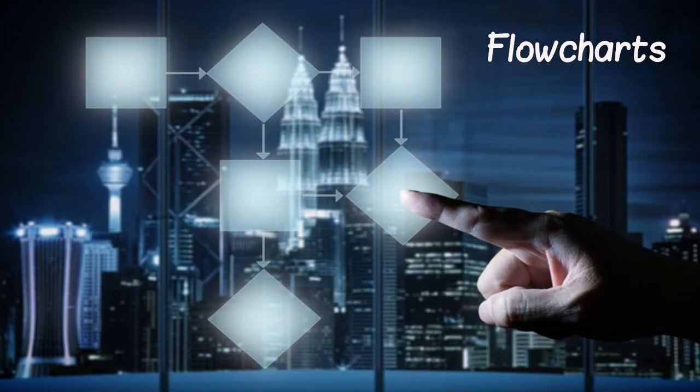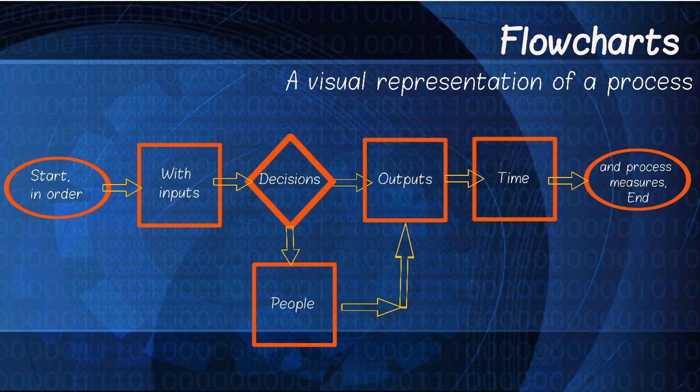A flowchart is a visual representation of a process. Start documenting the process in order, focusing on how things actually work. Include inputs, decisions, people, outputs, time, and process measures. The biggest mistake you can make with a flowchart is not doing one at all.